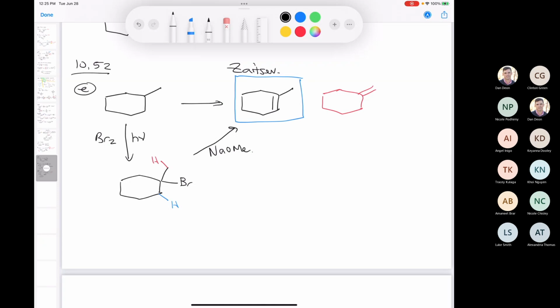Okay, next I wanted to take a step back here and go to question 10.34. All the way back to 10.34. Okay. Let me move that out of the way.